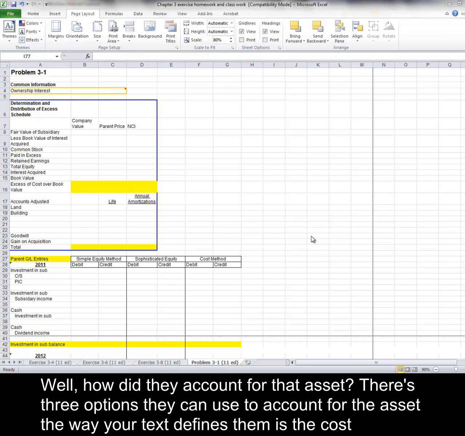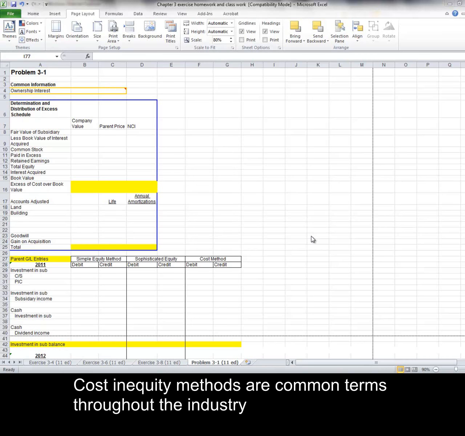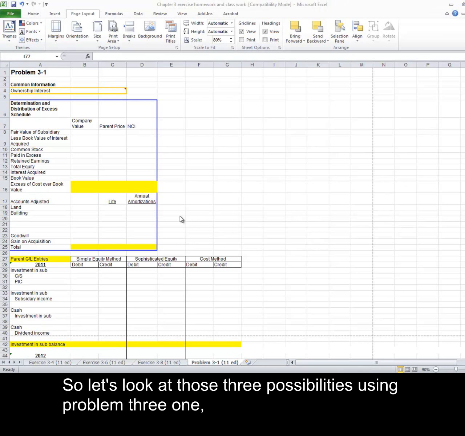There's three options they can use to account for that asset. The way your text defines them is the cost method, the simple equity method, and the sophisticated equity method. Cost and equity methods are common terms throughout the industry. Whether you define it as simple and sophisticated equity may vary the terms just slightly, but the concepts are the same. So let's look at those three possibilities using problem 3.1.